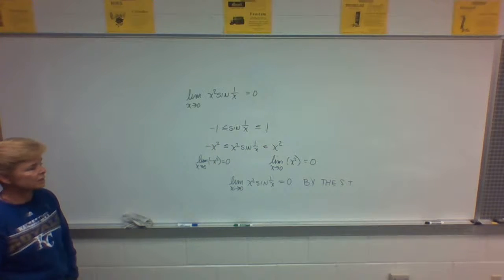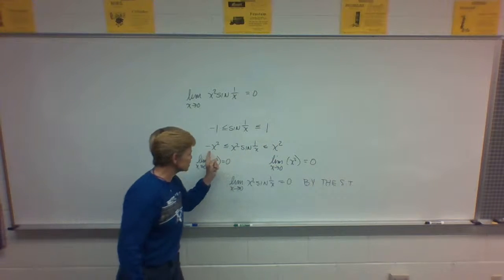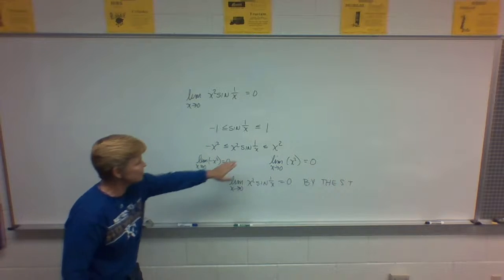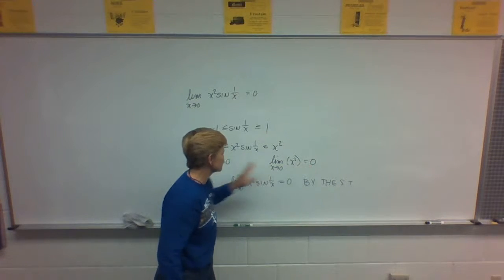That way you're using the concept of sandwiching. This is the sandwich, this is the bread, this is the junk in between, and its limit's got to be the same as this limit at 0 if they're both the same number.